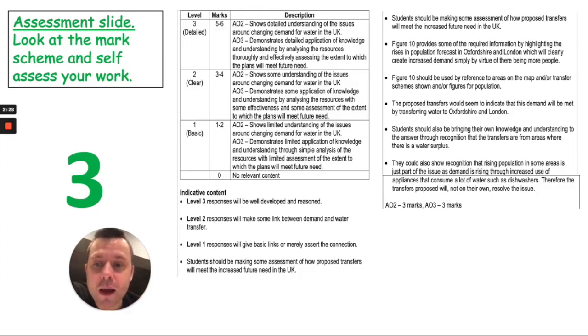Okay, so that's how you have to answer the question. Write about what the maps show, interpret what the map's showing you, say what that means, and bring in your own knowledge about water surplus, water deficit, and water transfer. Have a look, see how many marks you think you got, and then see if you can improve your answer.